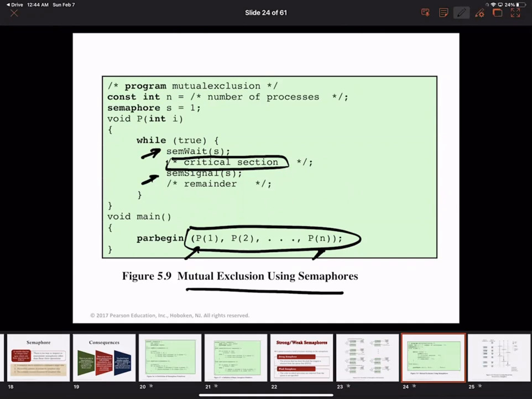When the process that initially entered its critical section departs, S is incremented and one of the blocked processes, if any, is removed from the queue of blocked processes. This is done by executing a semSignal. When it is next scheduled by the operating system, this process now has the right to enter its critical section, because no other process is in the critical section.